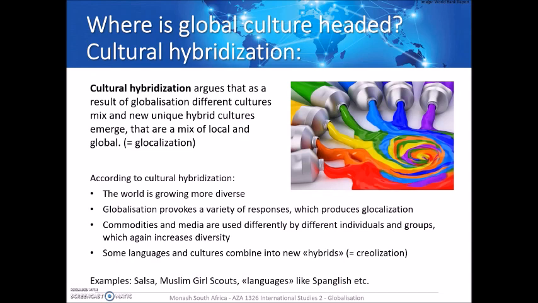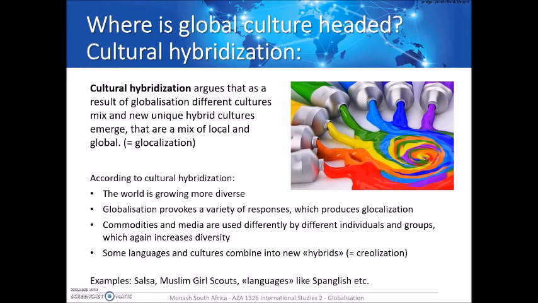And then there's also the idea that you can actually see in real life that in some countries, languages and cultures have combined into new hybrids. It's what is called creolization, right? A good example is the sort of local English that is spoken in many countries, where you have a mix with the local language that has led to an English that you almost don't understand if you're not a local.